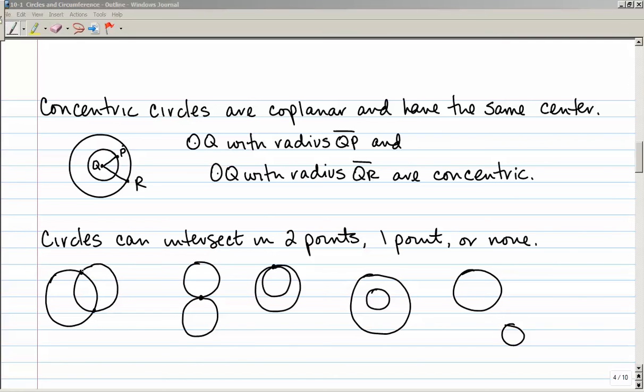Circles can intersect in 2 points, 1 point, or none. In this first example, these two circles intersect in 2 points. These two circles intersect in 1 point, as do these, and these two circles do not intersect, nor do these.